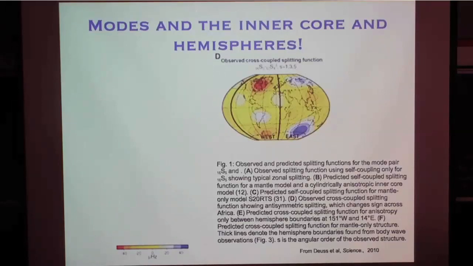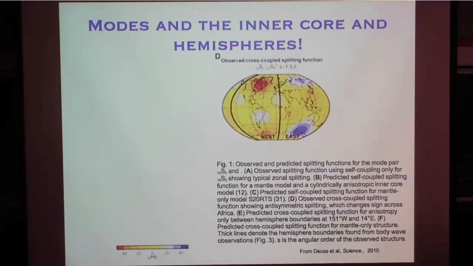So that's what you see here now. This is a cross-coupled splitting function for two modes, one of which is only really caring about the inner core, and one of which cares about both the mantle and the core. And when you make this observation, you see this hemispherical pattern. We see a red dot mirrored by a blue dot. We see a blue dot mirrored by a red dot. We already see that my description of hemispherical is slightly tenuous because this is not a perfect mirror image.